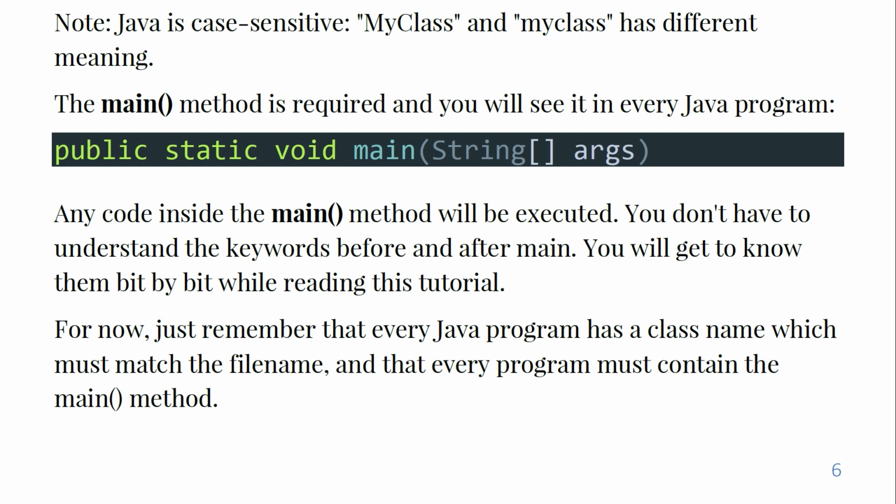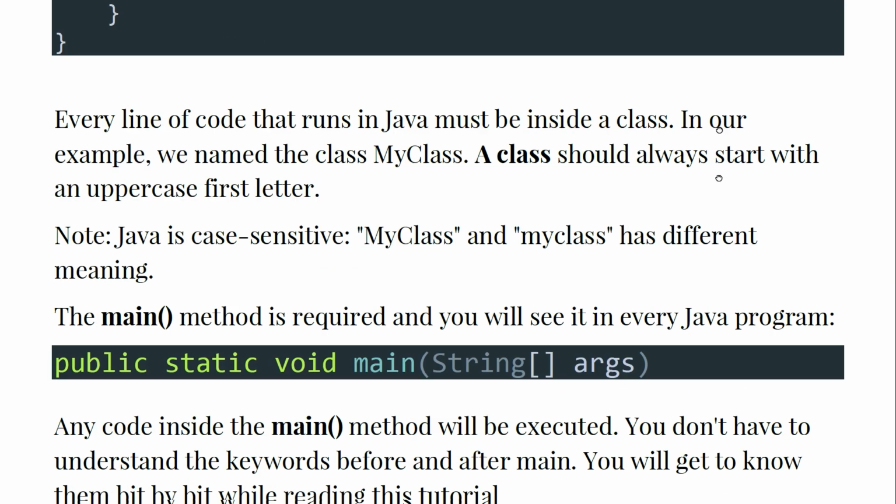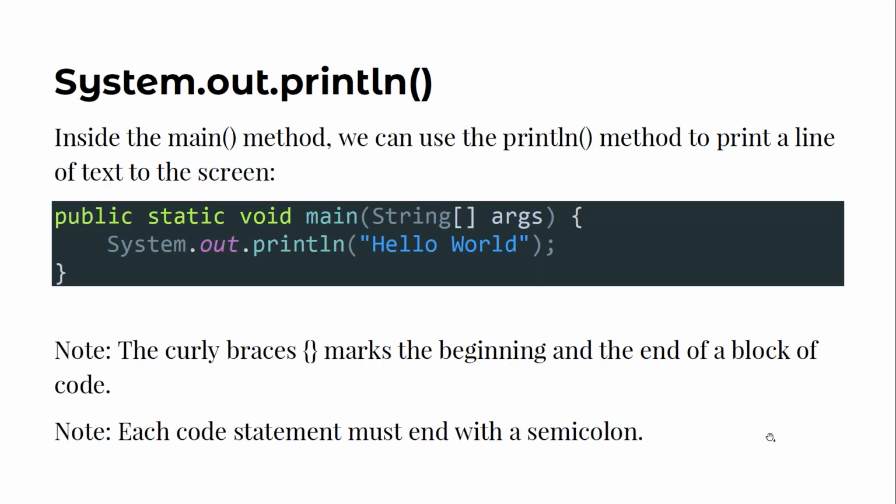For now, just remember that every Java program has a class name which must match the file name, and that every program must contain the main method. So this is the public class. My class should be matching the file name, and I have the main method.